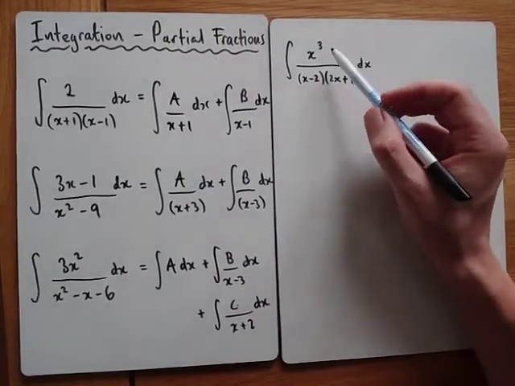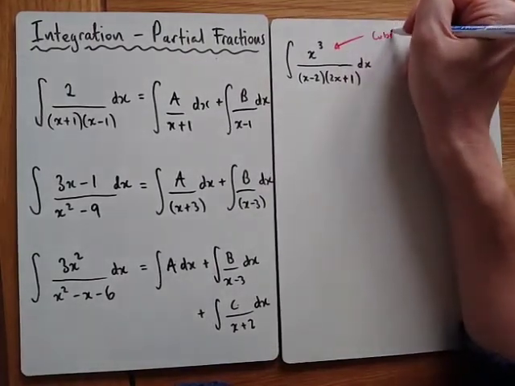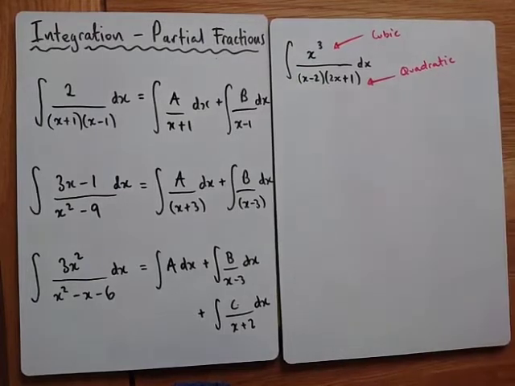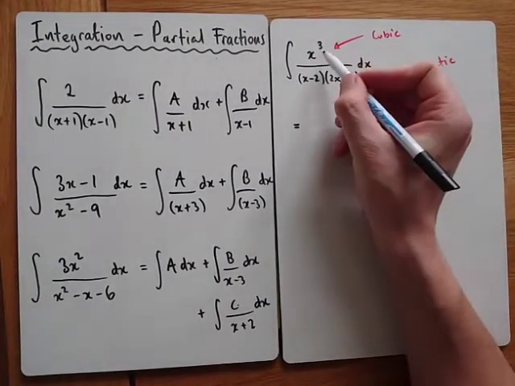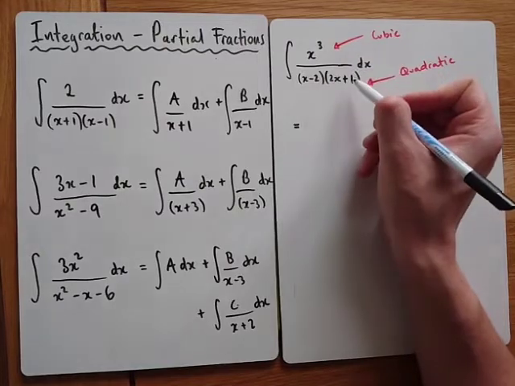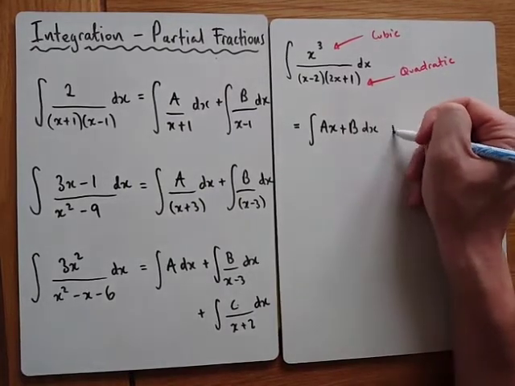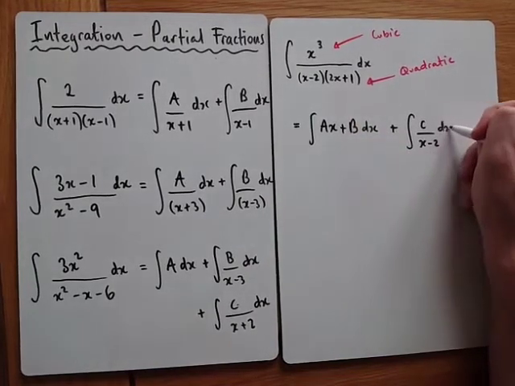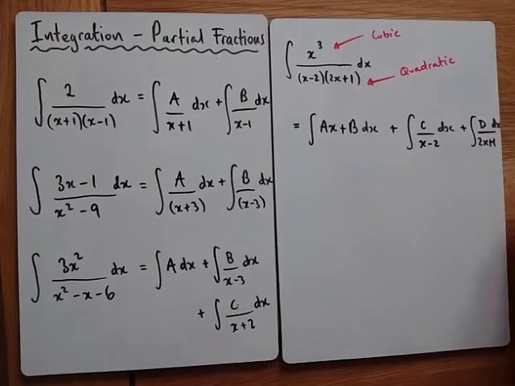Okay, one last one. Think about this. You've got a cubic divided by a quadratic. So if you do a cubic divided by a quadratic, you're going to get a linear function. Because it's definitely a top-heavy one, there's a higher power of x on the top, you would have ax plus b, and then you would have something over x minus 2 and something over 2x plus 1.